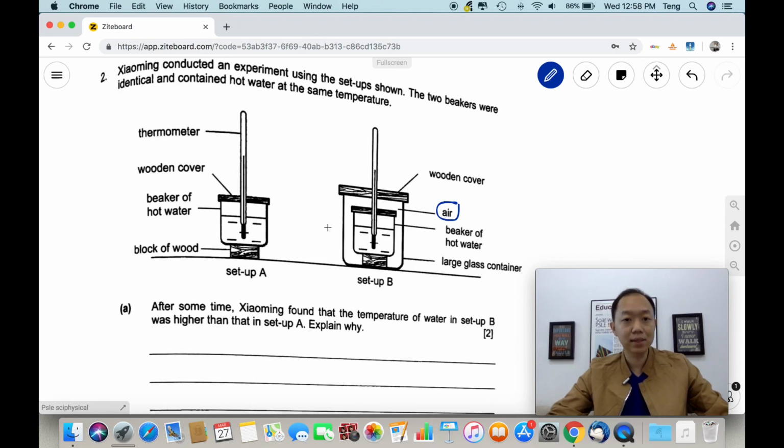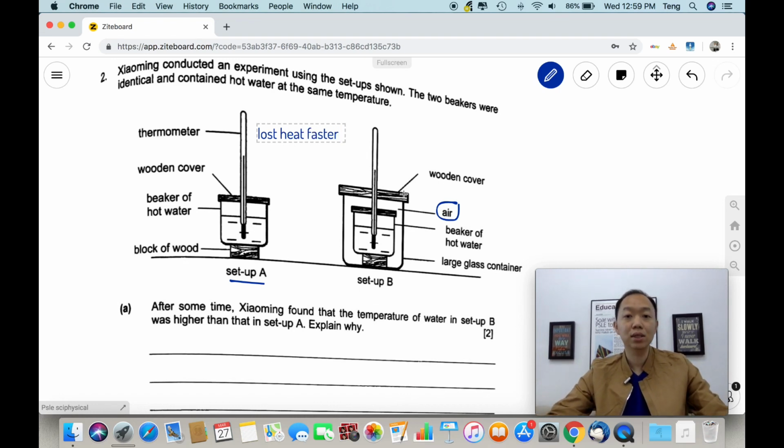So obviously, because this thing is covered, it's insulated. Okay, so it's being insulated. So if it's being insulated, which one do you think loses heat faster? Okay, which one loses heat faster? Of course, setup A loses heat faster. You see, at the end of the day, we want to say that the temperature of water in setup B was higher than A. Okay, the one in B was higher than A. So A probably lost heat faster.